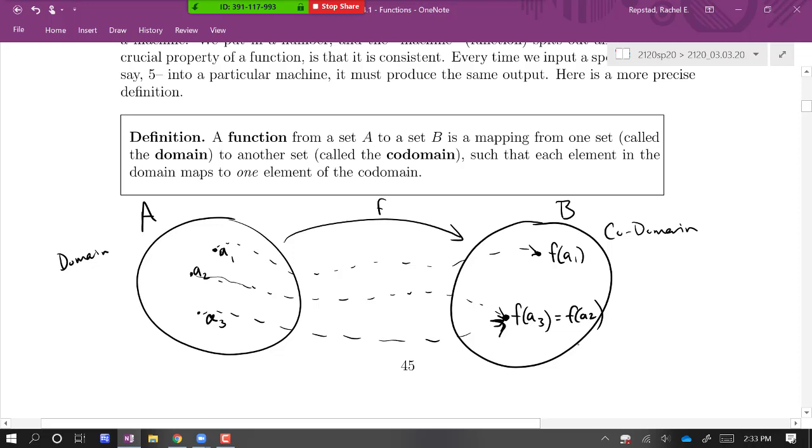What makes something a function is that a single domain element can only go to one codomain element. It is okay if two domain elements go to the same codomain element. That's okay. You can double up on outputs, but you can't split your inputs, right? You can't say, oh, sometimes A1 goes to this element here and sometimes A1 goes to this one. That leads to ambiguity into what will come out.